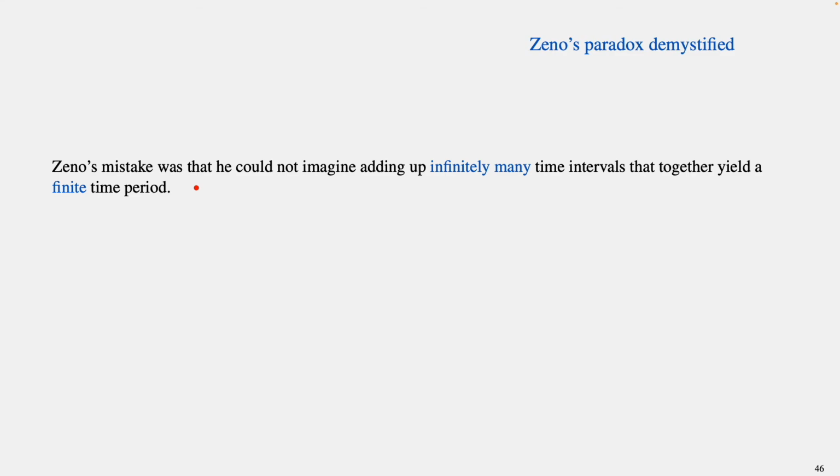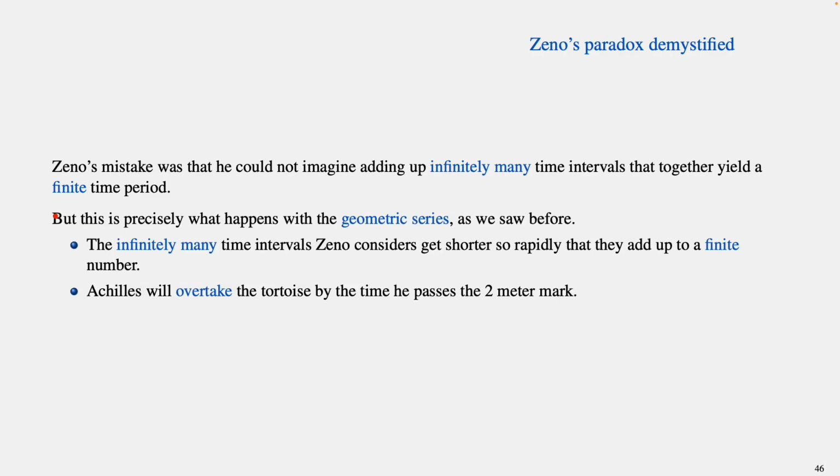But in fact, these time periods only add up to a finite time period altogether in the limit to infinity, just like the distances add up to 2 eventually. So this is what happens with the geometric series, as we saw before. The infinitely many time intervals that Zeno considered got shorter so rapidly that they add up to a finite number, and of course Achilles will overtake the tortoise by the time he passes the 2 meter mark.